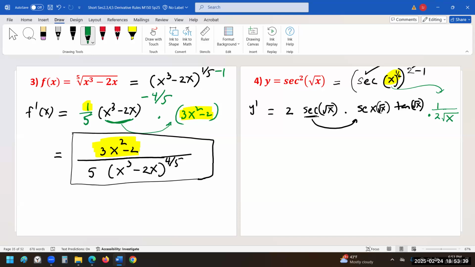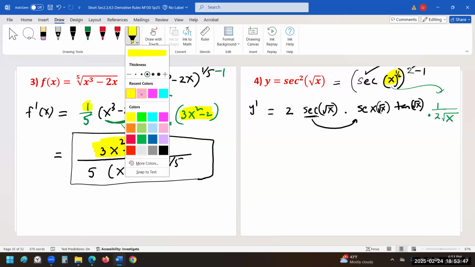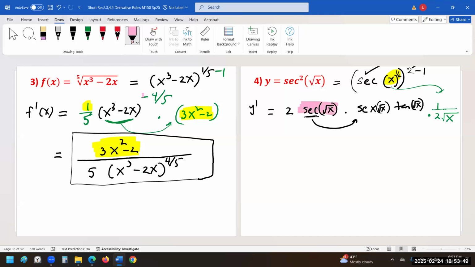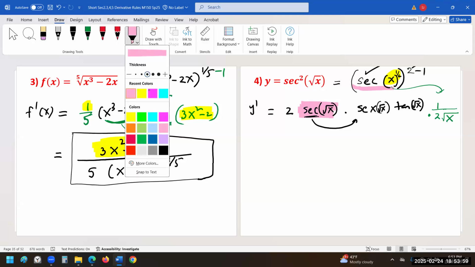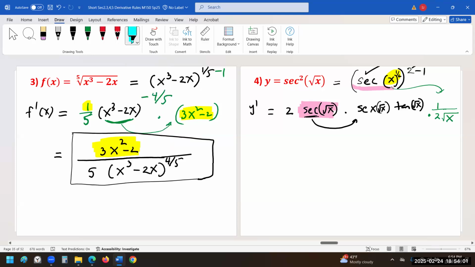One is the power on the secant. The power comes down, power minus 1. That's how we have the second term unchanged. This is our second term. We did not change it because it is the same as this inside. We wanted the power, we left the second part alone. And then we went and changed the secant.